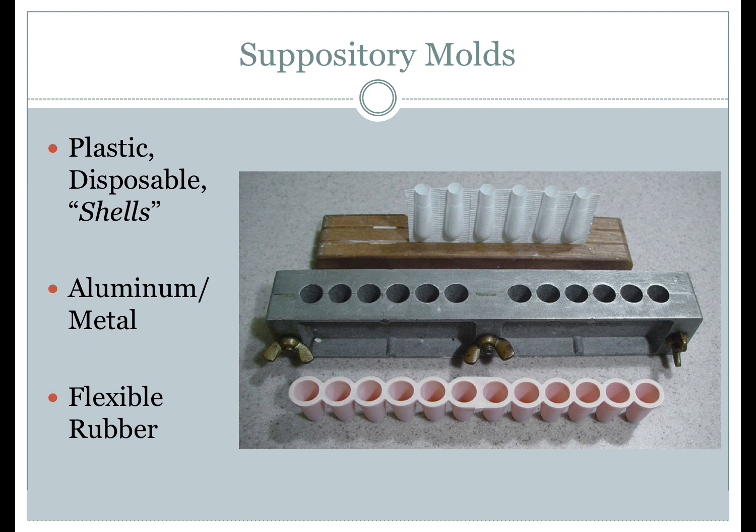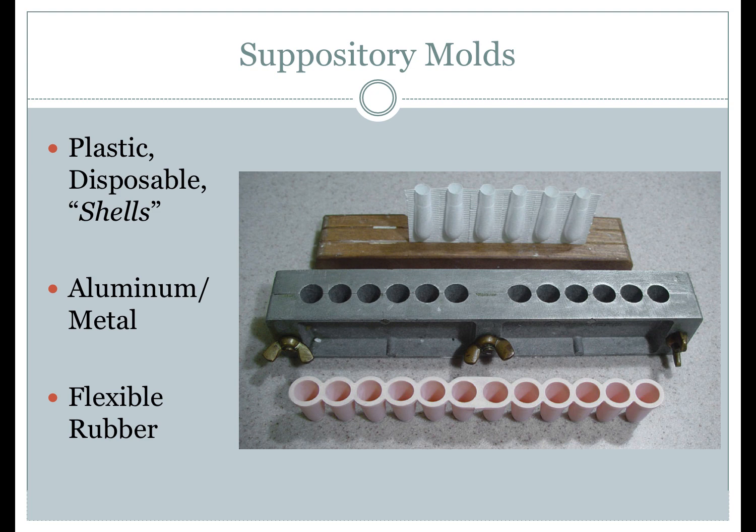The second type of mold is shown in the middle and is a metal mold, usually made from aluminum, but occasionally made from brass. As you can see in this picture, metal molds separate into 2 halves and are held together by screws with wing nuts. Metal molds often require the use of lubrication, either a vegetable oil spray or a light coating of mineral oil, to facilitate the removal of the final suppository.